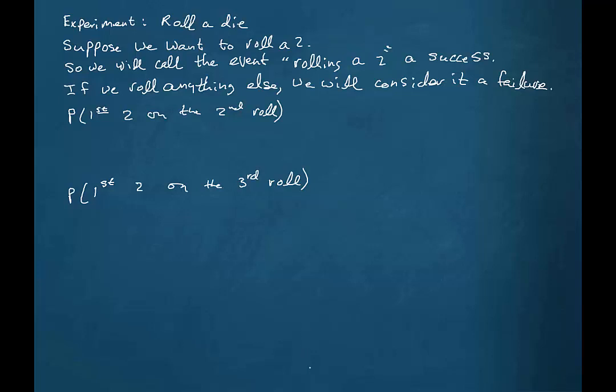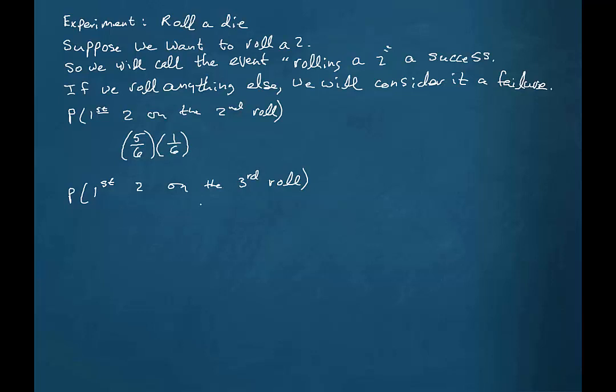Let's go back to our last example where we were to roll a die. We were to suppose that we wanted to roll a 2. We were going to call the event rolling a 2 a success, and then if we roll anything else, we'd consider it a failure. We found the probability that our first 2 would happen on the second roll, and let's recall that in order to do that, we have to have a failure, and the probability of a failure is 5/6, and then we would have to have a success, and that probability is 1/6.